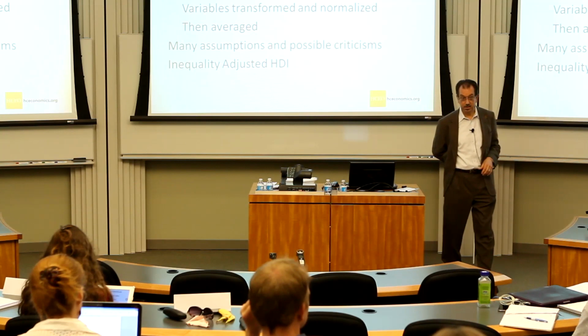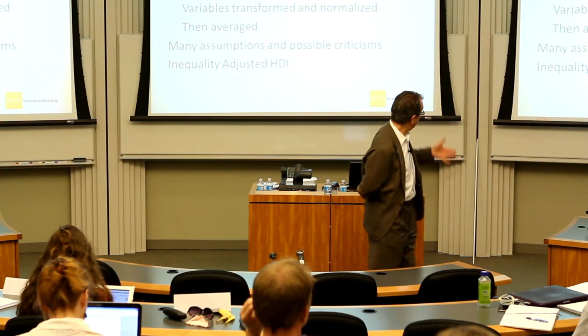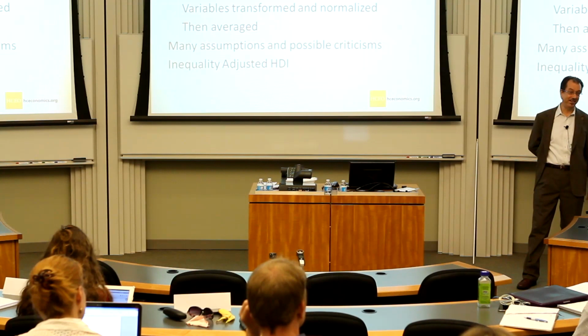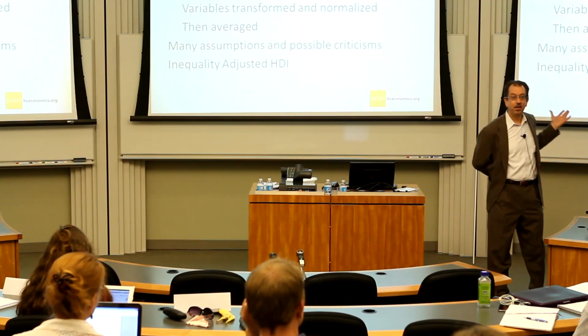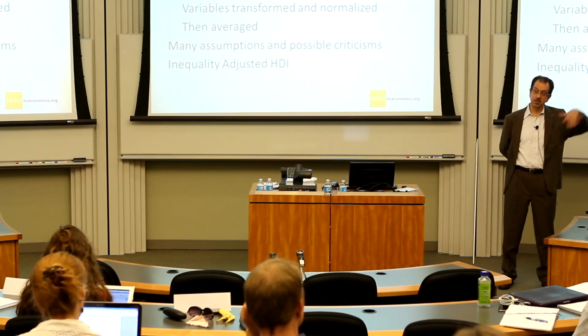And then what they do is, before combining, they transform the variables. In particular, the living standard is made concave, so it has less weight. You always wondered why Qatar wasn't the top country in the world. There it is. It's because of the concavity that's thrown into the income side. Otherwise, income rules the roost in the Human Development Index.